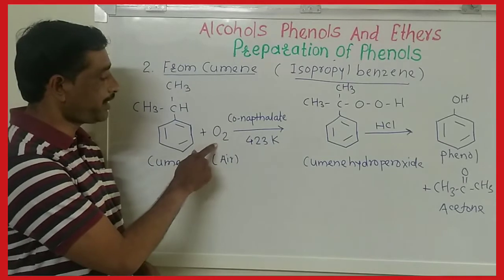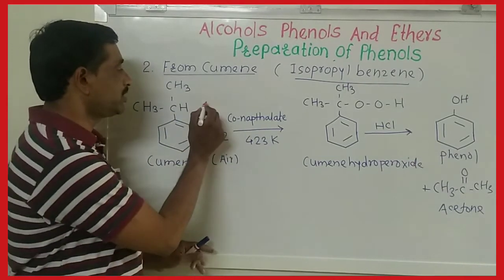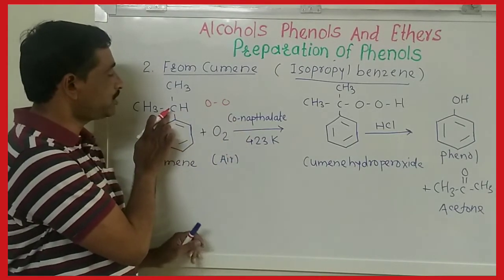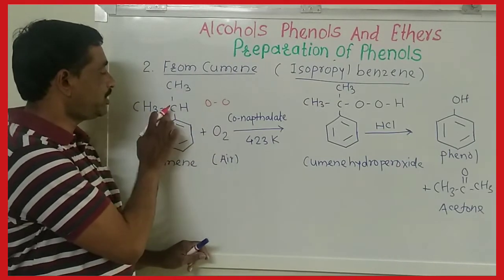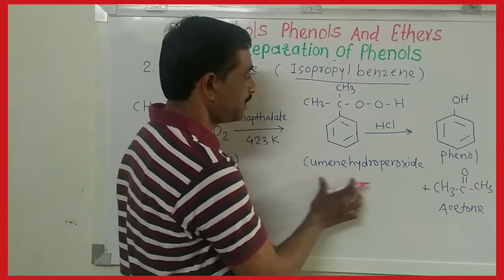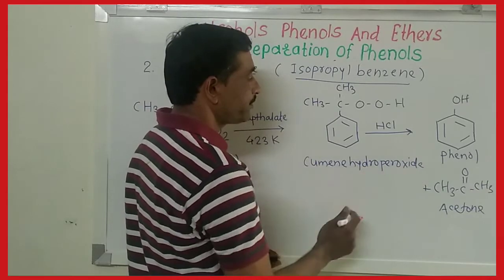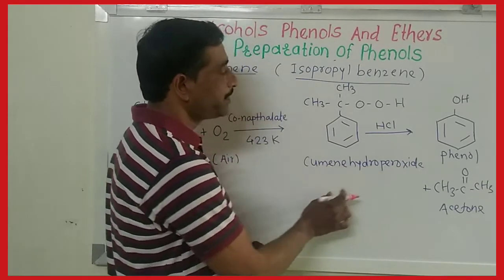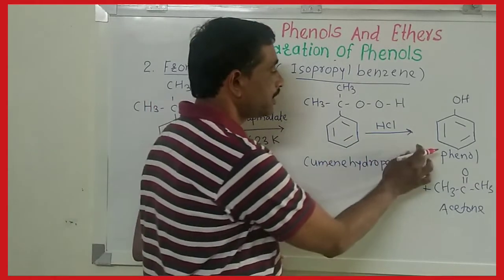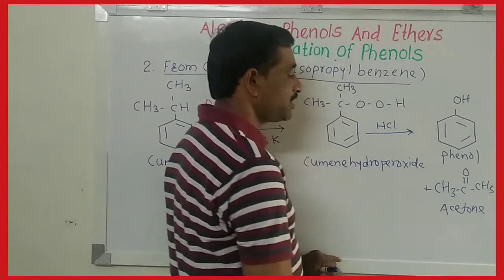So let us see how the reaction takes place. When cumene is reacted with oxygen from air, the oxygen molecule contains 2 oxygen atoms. These 2 oxygen atoms get bonded with the carbon atom of this isopropyl group, and we get the addition compound known as cumene hydroperoxide. And this cumene hydroperoxide, when reacted with dilute hydrochloric acid, gives the final product phenol plus the important byproduct, acetone.